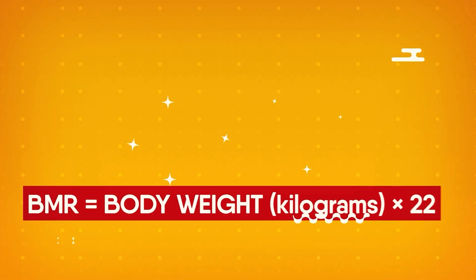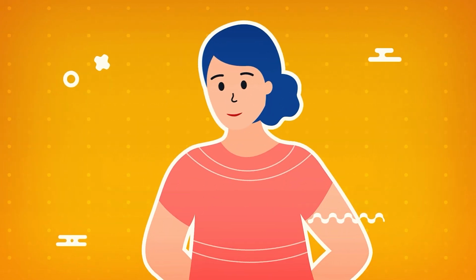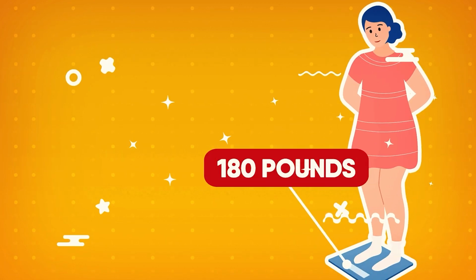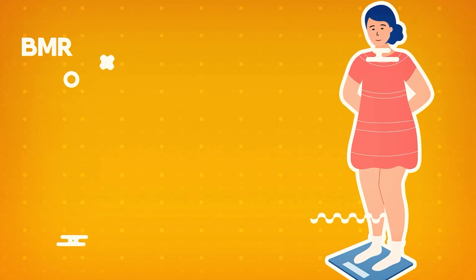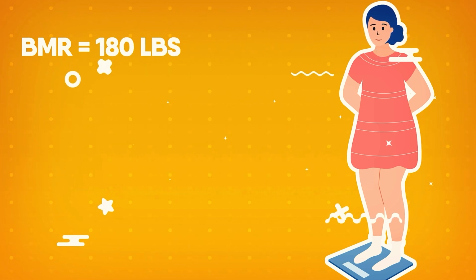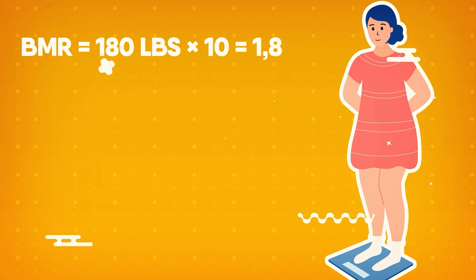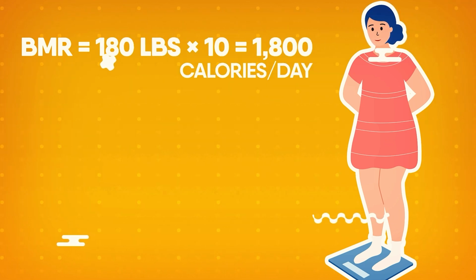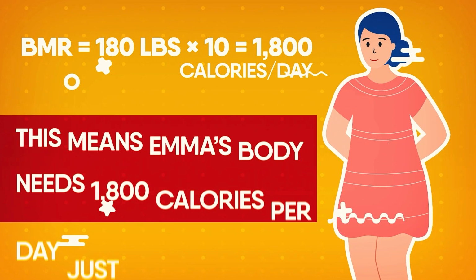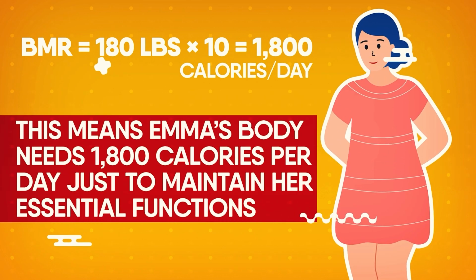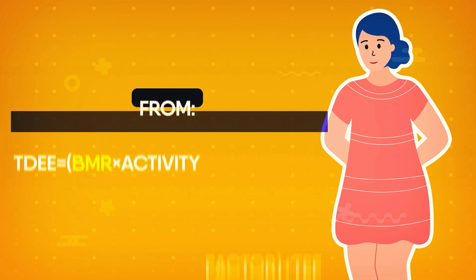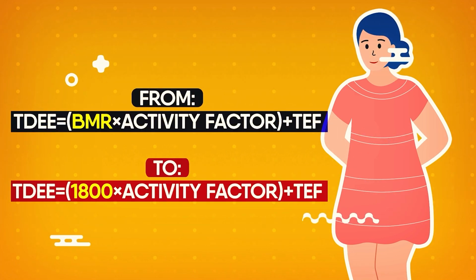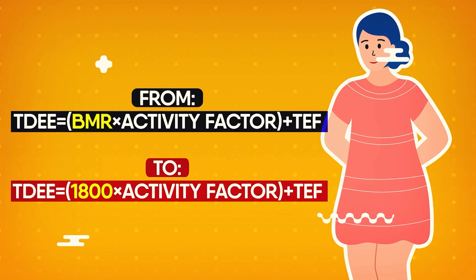Let's bring in our example, Emma. She weighs 180 pounds, so her BMR calculation looks like this. BMR equals 180 pounds times 10 equals 1,800 calories per day. This means Emma's body needs 1,800 calories per day just to maintain her essential functions. Now that we figured out Emma's BMR, let's figure out her activity level.